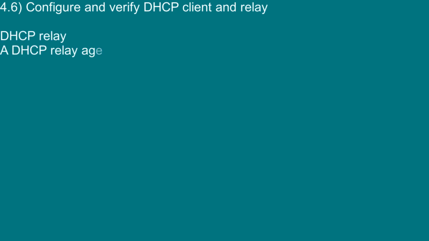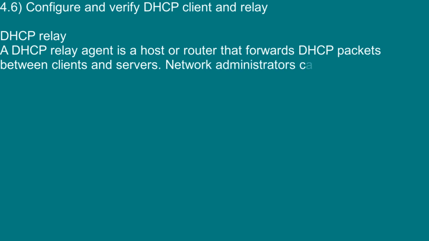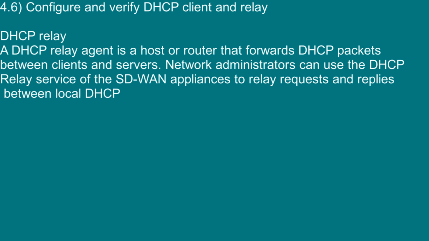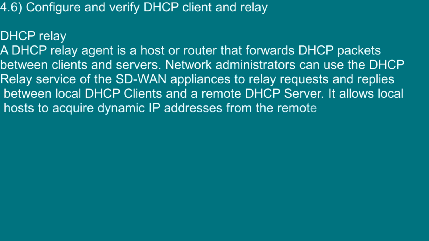4.6. Configure and verify DHCP client and relay. DHCP relay. A DHCP relay agent is a host or router that forwards DHCP packets between clients and servers. Network administrators can use the DHCP relay service of the WAN appliances to relay requests and replies between local DHCP clients and a remote DHCP server. It allows local hosts to acquire dynamic IP addresses from the remote DHCP server. The relay agent receives DHCP messages and generates a new DHCP message to send out on another interface.